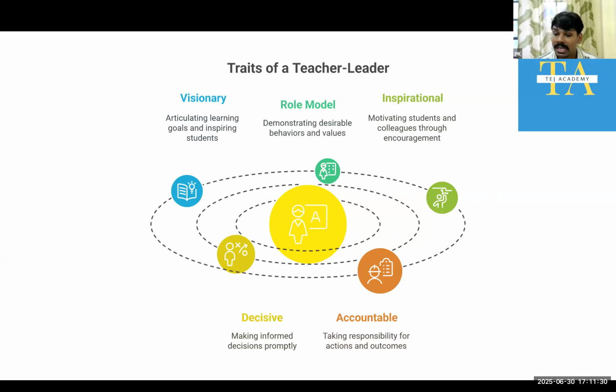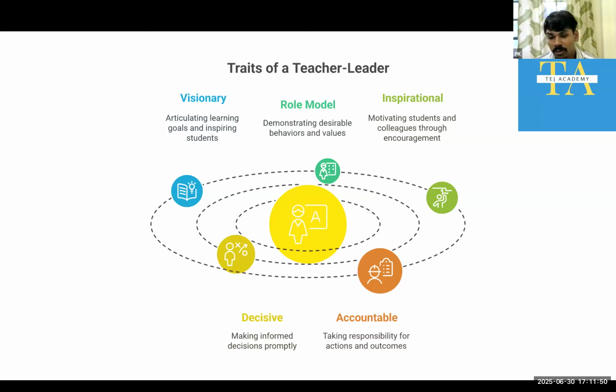They are the people who are able to articulate learning goals and inspire students towards the learning goals or the learning outcomes that you have planned for learners. So, you should set a vision and you should make sure that your students are able to reach that particular place.